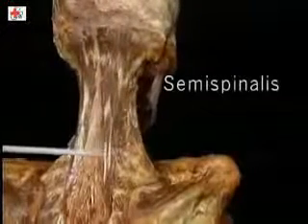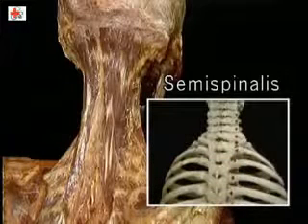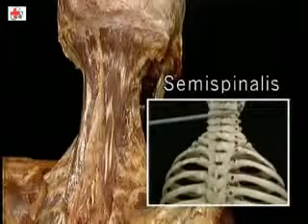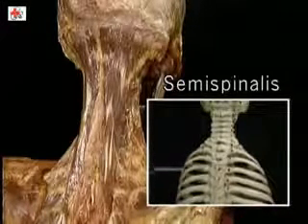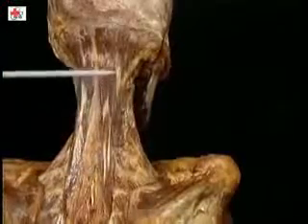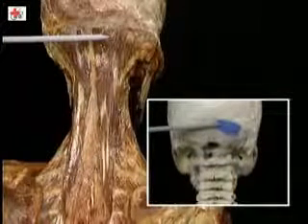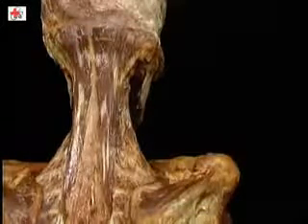Here's semispinalis. It arises by many tendons of origin from the articular processes of C4 to C7 and from the transverse processes of T1 to T6. Semispinalis runs almost vertically to insert here on the occiput, just behind the 2 rectus muscles. The action of semispinalis is to extend the head. In addition, when we're upright or leaning forward, the tonic action of semispinalis prevents gravity from flexing the head.